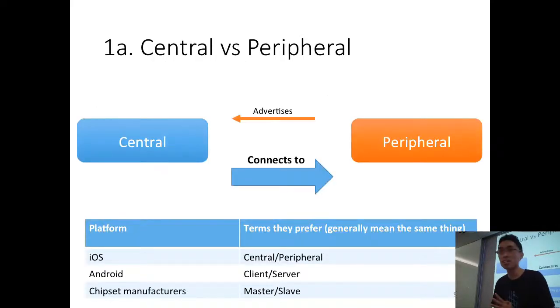First thing, central and peripheral. You can see on the picture here, the peripheral advertises to the central and the central connects to the peripheral. In this case, my Arduino is acting as the peripheral and the phone is the central. There are some different terms: iOS generally uses central and peripheral, Android uses client and server, and chipset manufacturers use master and slave. They generally mean the same thing, although there are some definition differences.